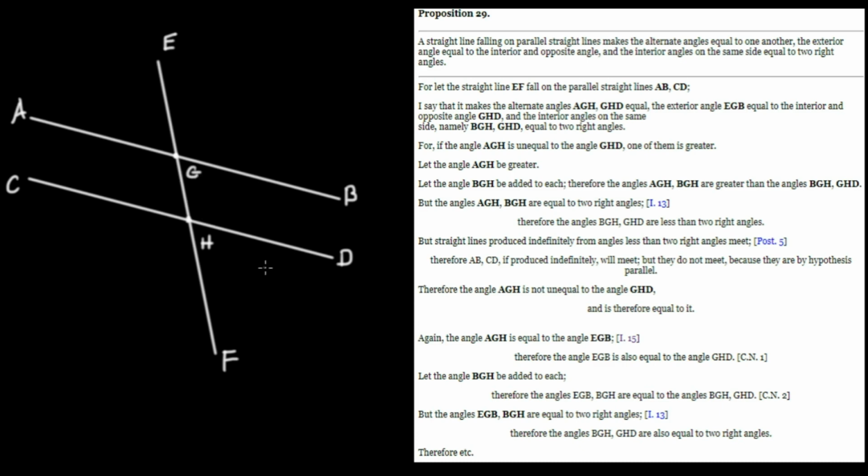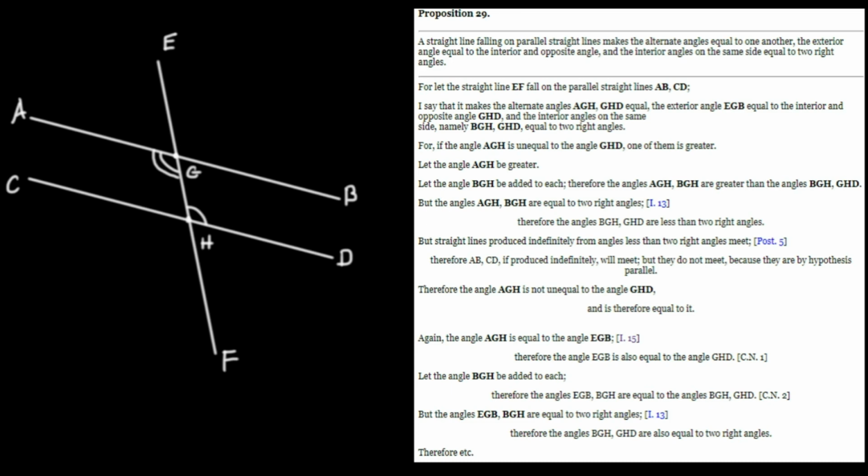So let's tackle the first part. The first claim is that the angle AGH is going to be equal to the angle GHD, that we have the equality of these alternate angles. And how is he going to go about proving this? He's going to assume the negation: if the angle AGH is unequal to the angle GHD, then one of them is greater. And he says, let the angle AGH be the greater one. So we have this one over here. I'll mark the greater one by the double arc, like so.